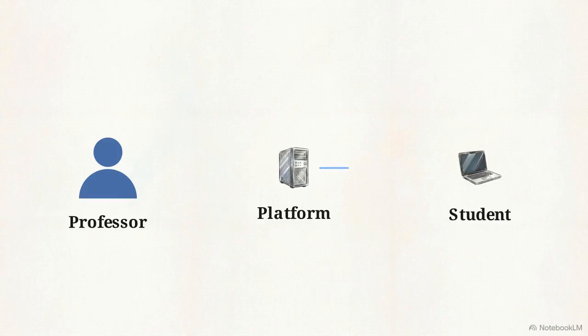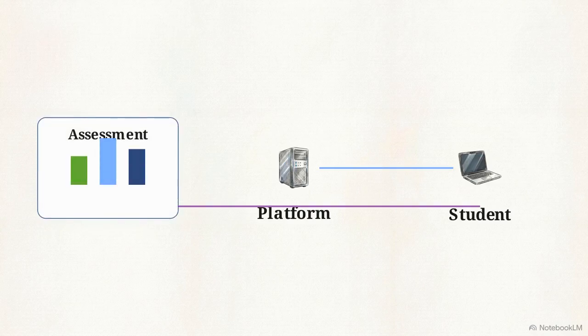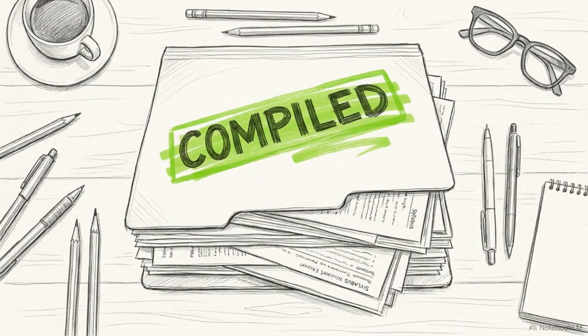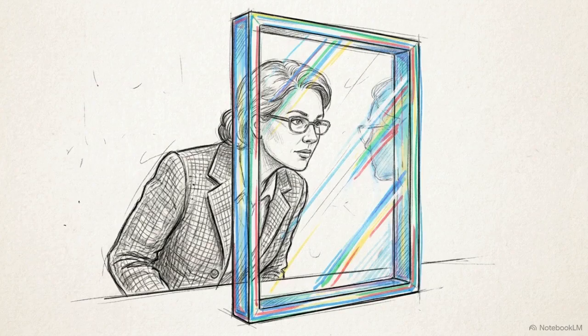Then we will switch roles, generate real learning data as a student, and return to the professor's dashboard to analyze the exact analytics your live course produces. You need two things ready before we begin. Your course must be fully compiled with your uploaded materials, and you must have access to the secondary test student account you created in week 1. Operating from both perspectives is a requirement.